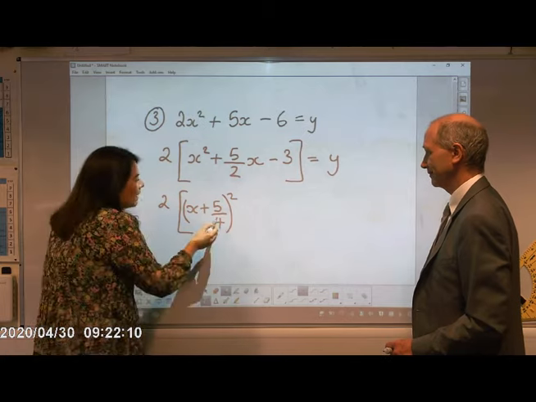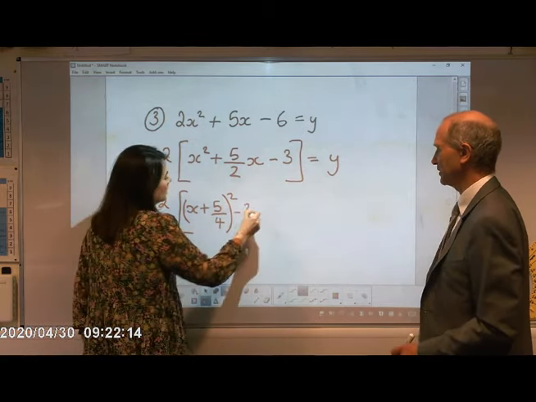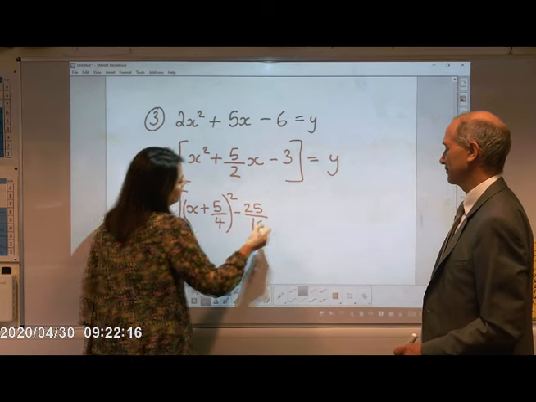Then, when I'm squaring that, that's easy as well, because I can just square the top and square the bottom. 25 over 16, beautiful. So it's 25 over 16, -3.